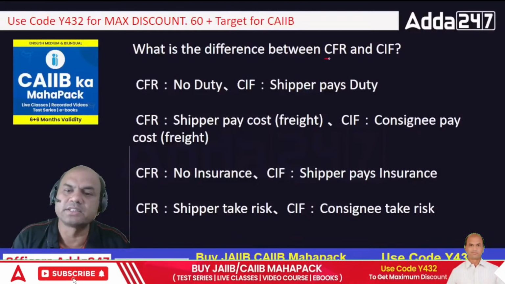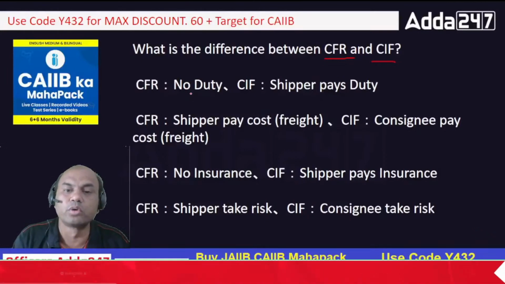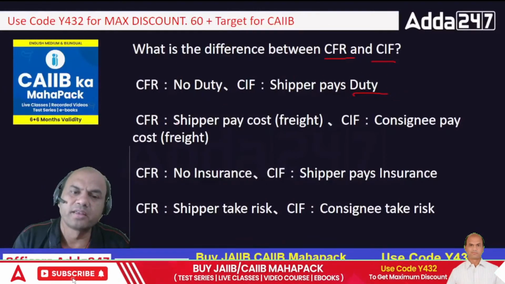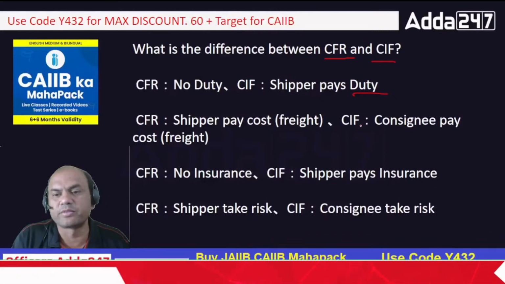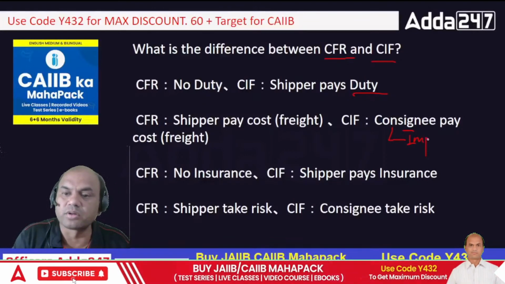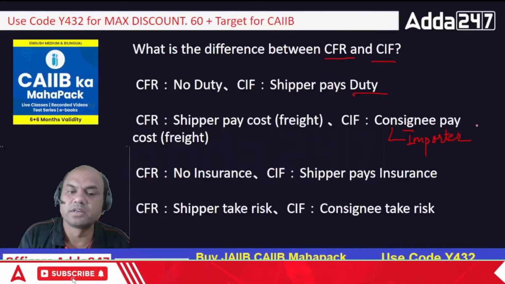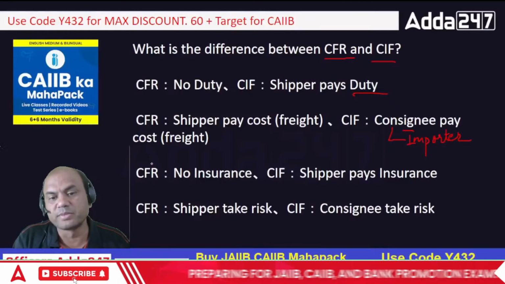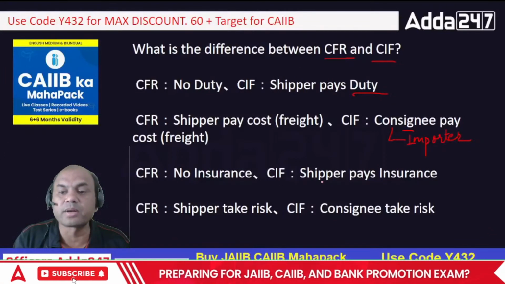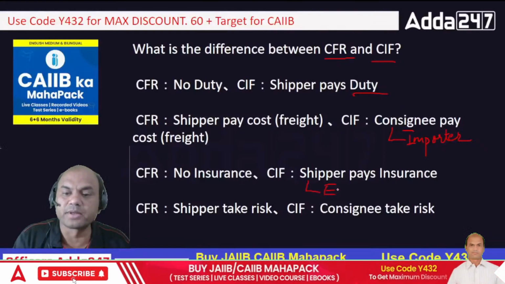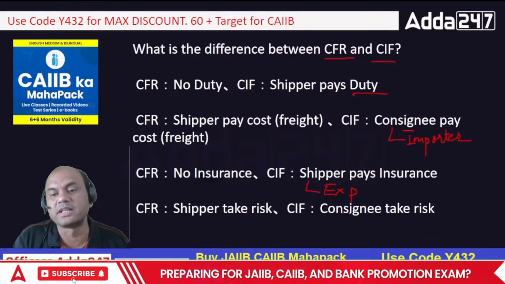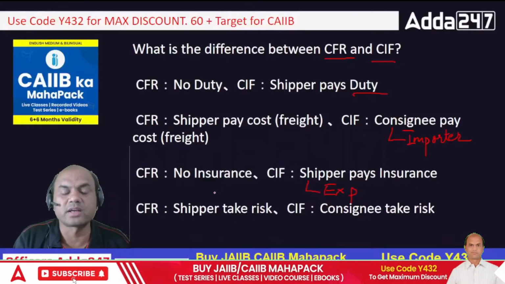What is the difference between CFR and CIF? CFR no duty, CIF shipper pays duty. Does CFR and CIF talk about duty? CFR shipper pays cost, CIF consignee pays cost. Consignee means importer. Is it so in CIF? CFR, no insurance means insurance is not paid by the seller. And CIF, we want the correct difference. CIF means shipper pays the insurance, means exporter pays the insurance. And last option is CFR, shipper takes risk, CIF, consignee takes risk.